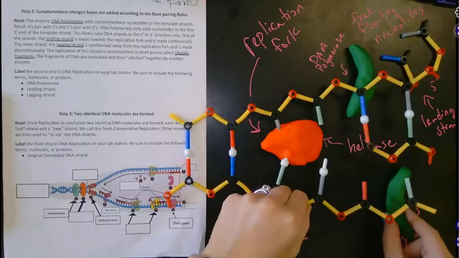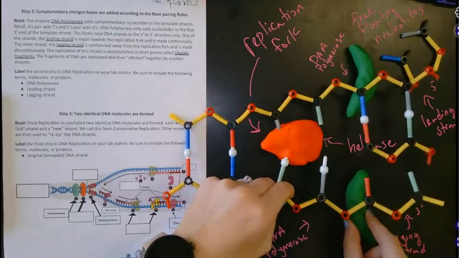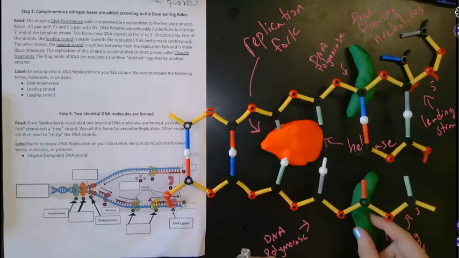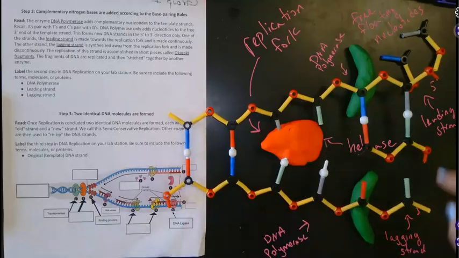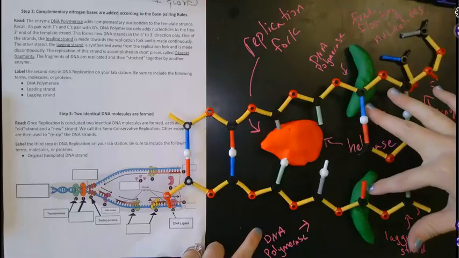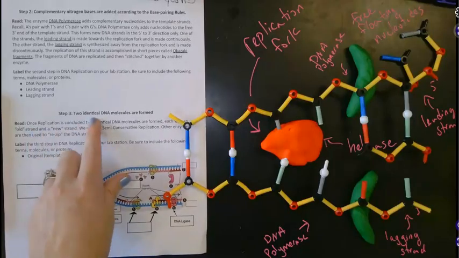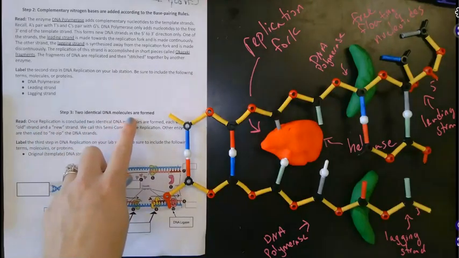So it'll do this small chunk, and then it'll go back, and it'll do the next chunk. So it's discontinuous. It's a lagging strand. But it's still just DNA polymerase. There's just 2 of them. So step 3, 2 identical DNA molecules are formed.